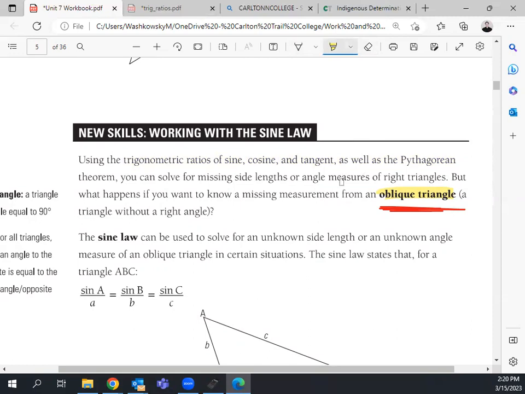That's a really important thing. If you're given a non-right triangle, an oblique triangle, and you instantly start using Pythagoras or SOHCAHTOA, it's not going to work. So we know a lot of stuff about triangles, but we know nothing about non-right angle triangles.